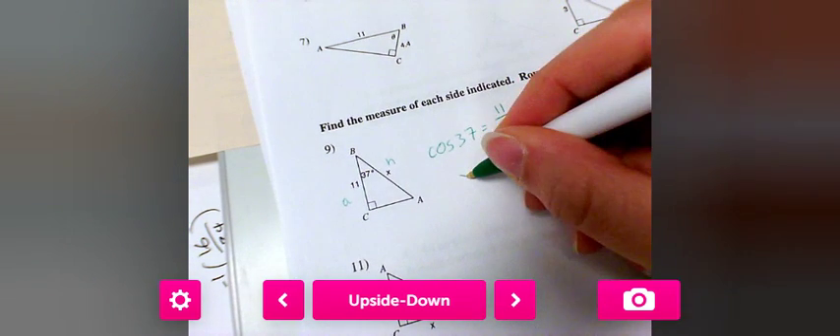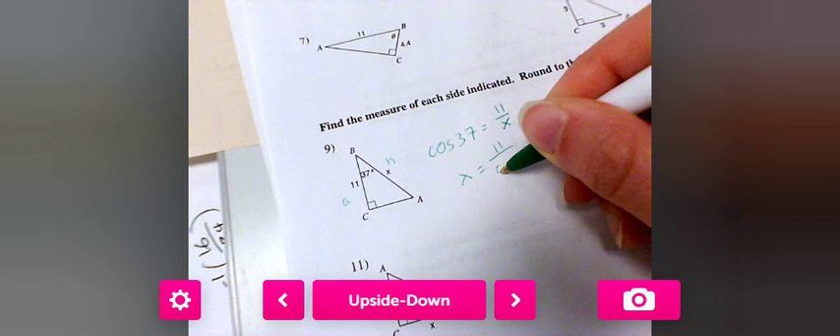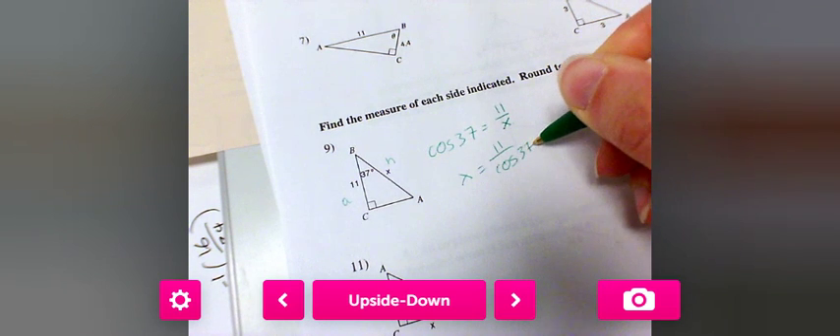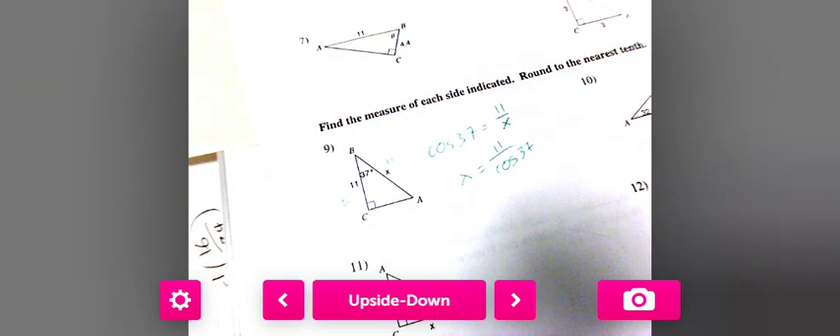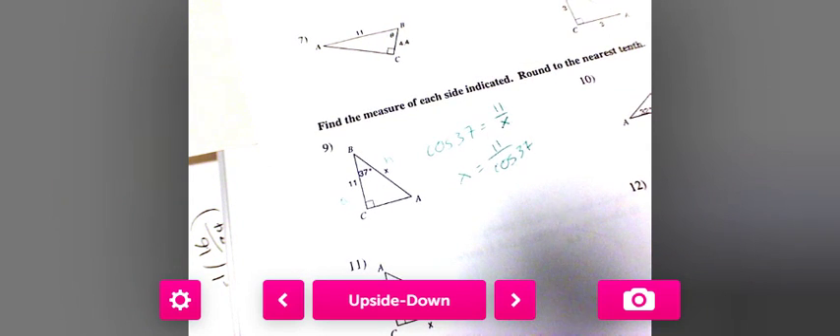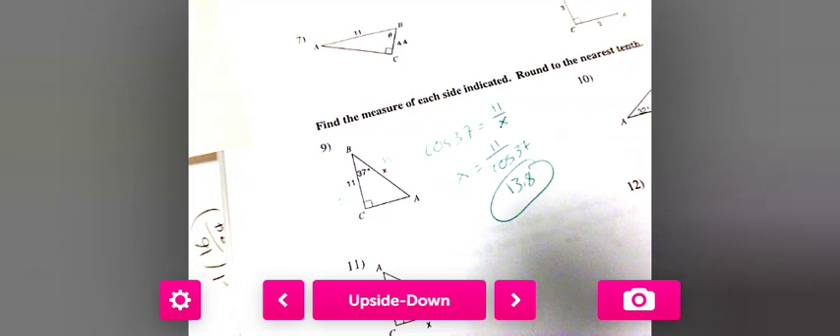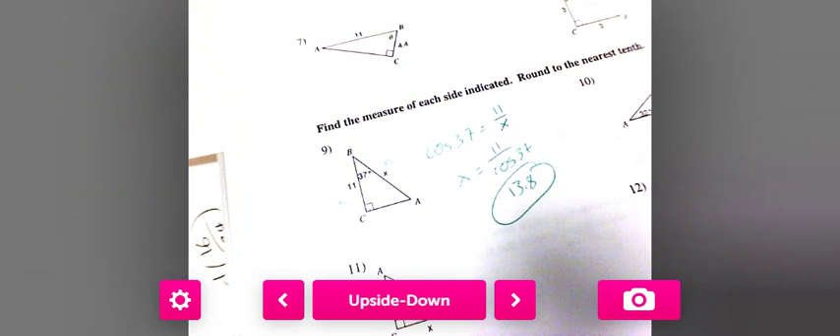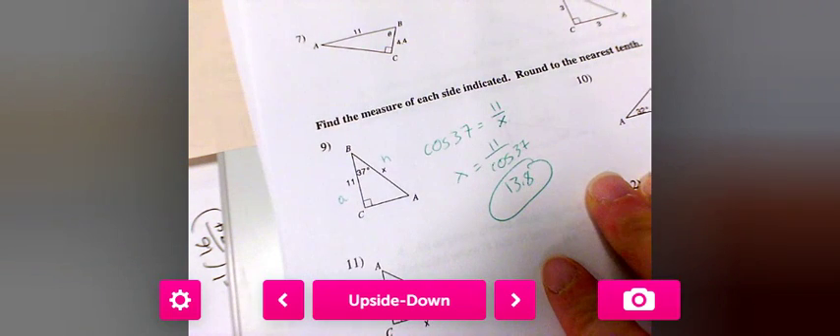Okay? In this case, if I have that x in the bottom, I can just switch them. Or you can go through the whole cross multiplying thing if you want. And I'm going to go 11 divided by the cosine of 37, which gives me 13.8 because I'm rounding up. We feel okay about the front of this? Should be very similar from what we did before. Okay, let's turn it over.